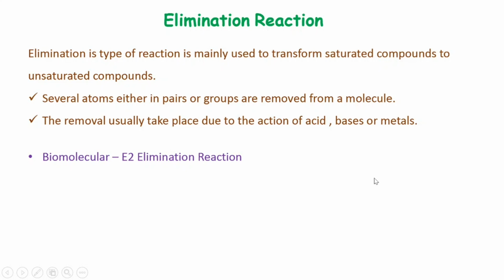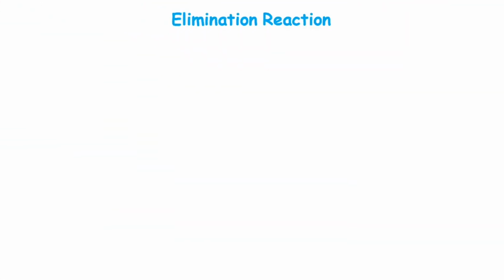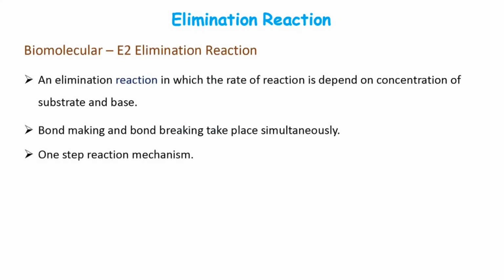First one, bimolecular E2 elimination reaction. Next one, unimolecular, that is E1 reaction. And next one is unimolecular E1CB reaction. Next, we will see the types of elimination reaction in which first is bimolecular, that is E2 elimination reaction.